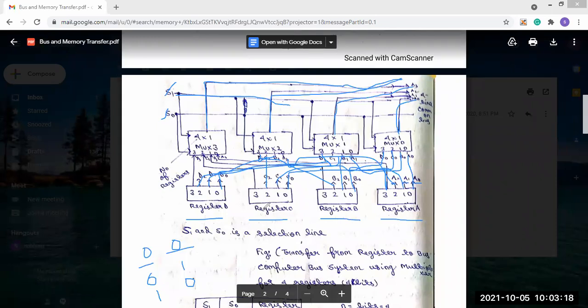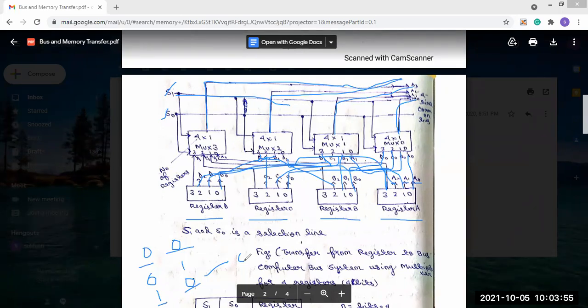What will be the output if 1 0 is selected? Anyone can try? A2, sir. No. If 1 0 is selected, that means register C will be selected. So what output will be chosen? C0, C1, C2, C3 will be selected.